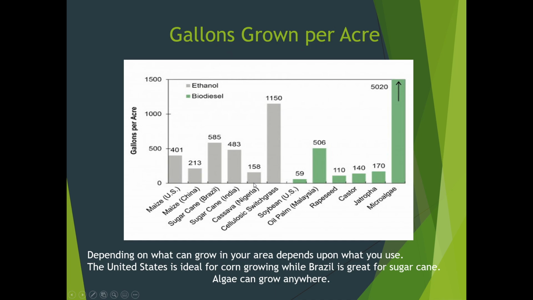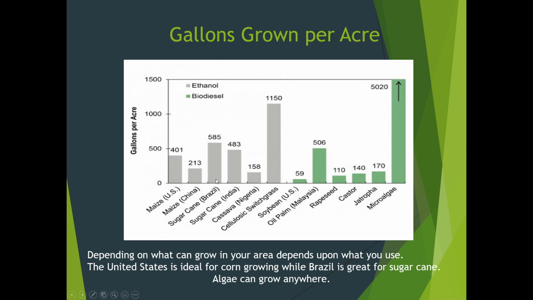So gallons grown per acre, you can see in the United States, most of it is corn. All right, so we're growing 400 gallons per acre here in the United States. Okay, and then China also using corn, 213. But this is what they can grow. All right, this is what is available to them.